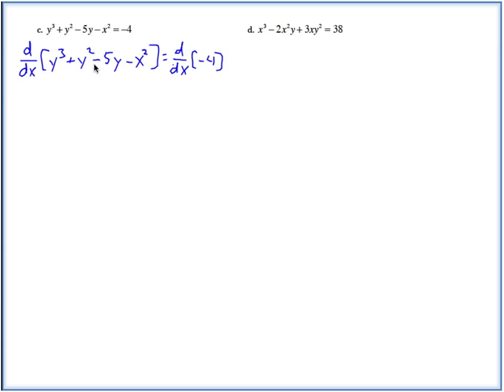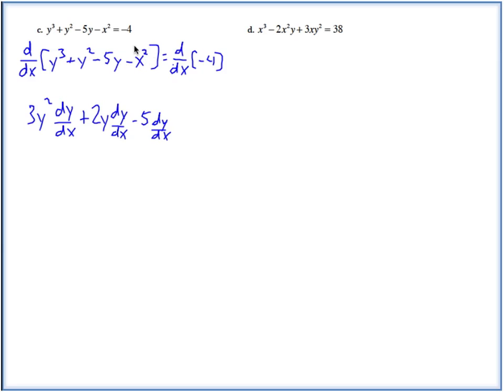And here we just have the sum and difference, so we're going to find the derivative of each of these terms. Remember, if there's a y, we're going to use the chain rule. So here we get 3y squared dy dx, and then plus 2y dy dx minus 5 dy dx.